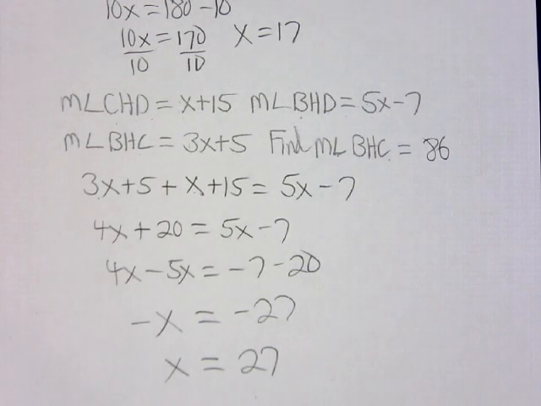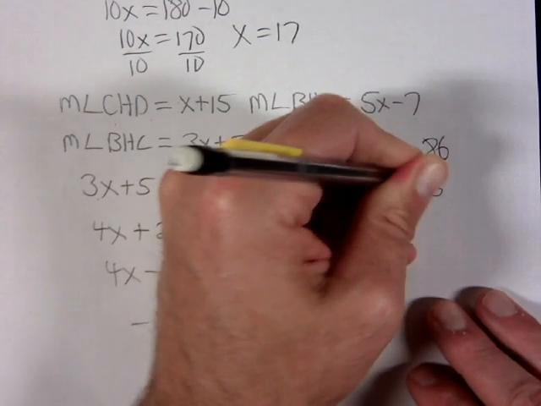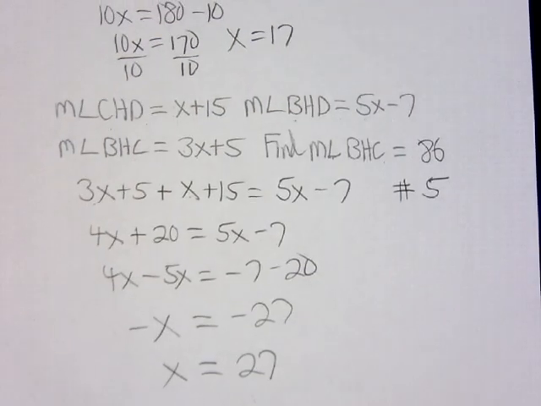So again, make sure you set up the equation based on the relationship, solve it for x, use that x to plug into the right place. This one's number 5 on your quiz, by the way. You may want to make a note of that. You already have one of your answers. And your quiz is waiting for you in Canvas.